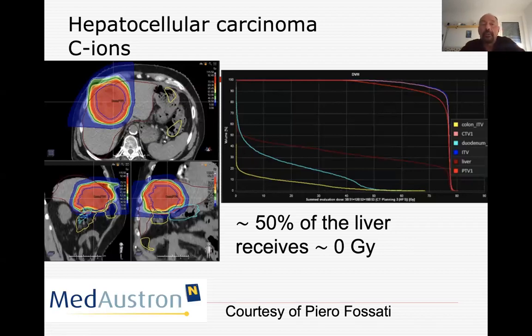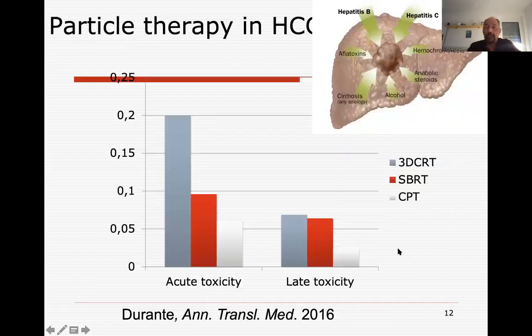These are other examples. For example, it is generally said that for parallel organs, you can have a lot of sparing using carbon ions. This is an example for hepatocellular carcinoma treated with carbon ions. Here you see the red is the liver. If you look at the dose volume histogram for the liver, approximately 50% of the liver received no dose. So this is really a big advantage for parallel organs using heavy ions.